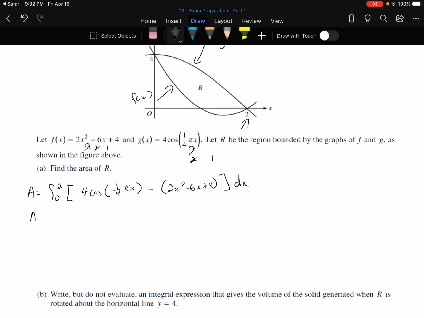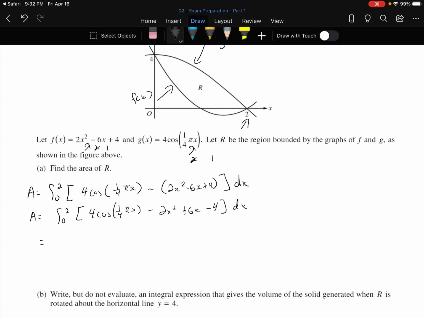So I'm going to just simplify that up a little bit. 0 to 2, this is no problem. 4 cos 1/4 pi x, and then that's negative 2x squared, positive 6x minus 4. Easy to make a little mistake there. And then the little anti-differentiation here. So what do I get?